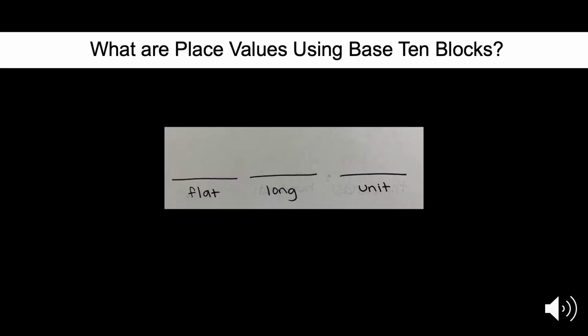So place values using base 10 blocks tell you what type of box to use. This is our place value diagram that we will be using throughout the lesson, so it's important for us to understand how it works. If you have a digit in this spot, that is how many units you have. If you have a digit in that spot of the number, that is how many longs you have. And if you have a digit at this part of the number, this is how many flats you have.